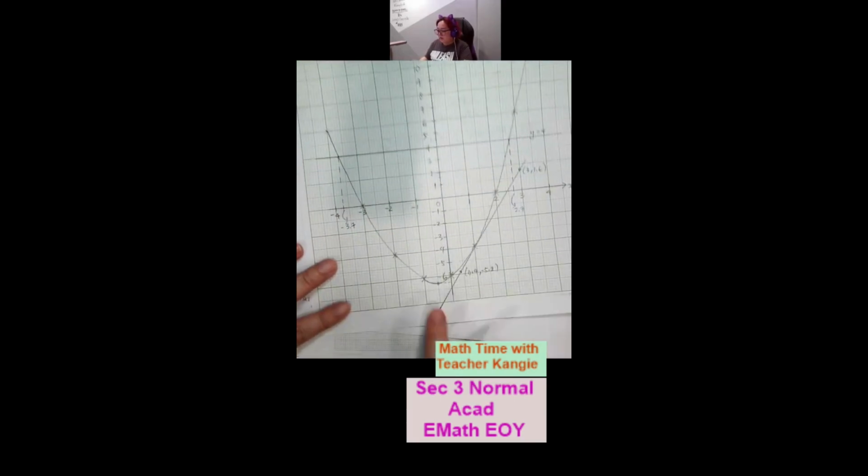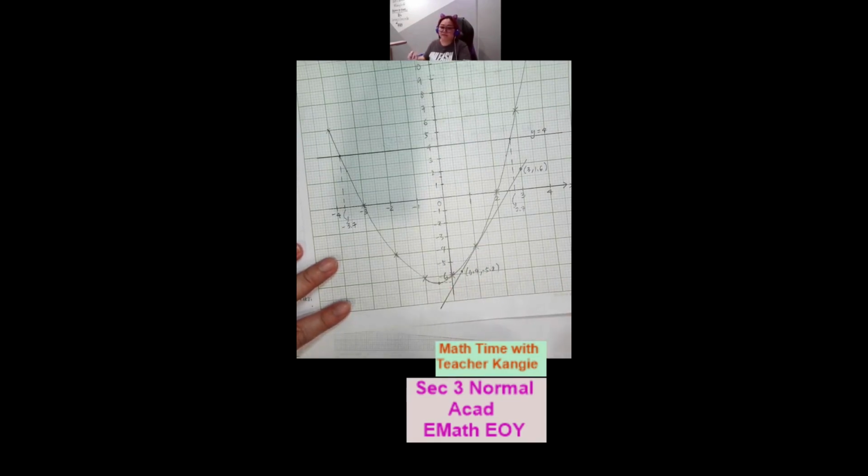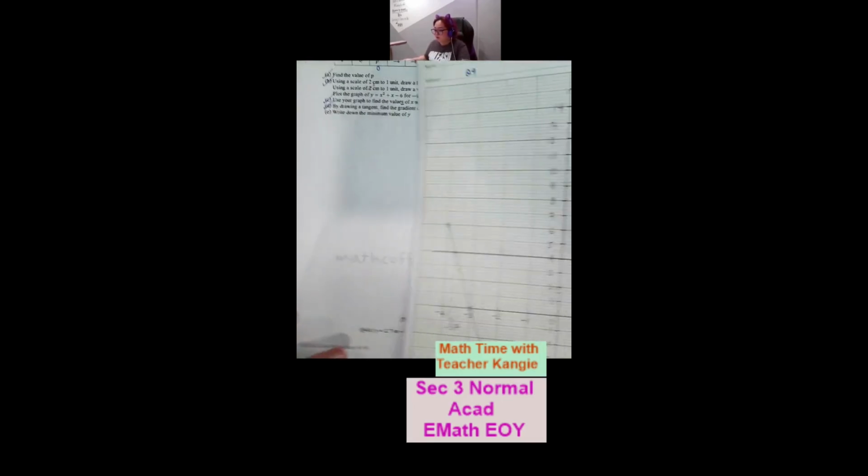Because as long as you know that the middle here is the lowest y, and you show that, that's your answer. Understand? So this is how you do this question number 4.